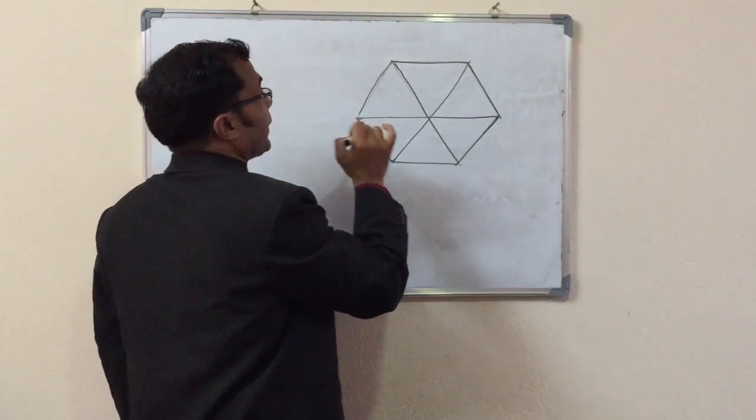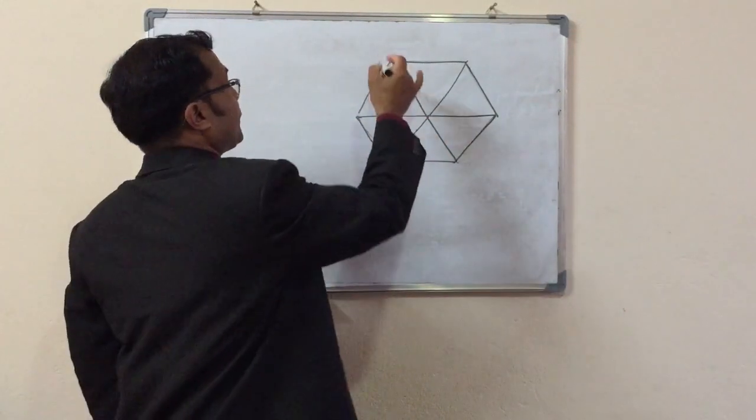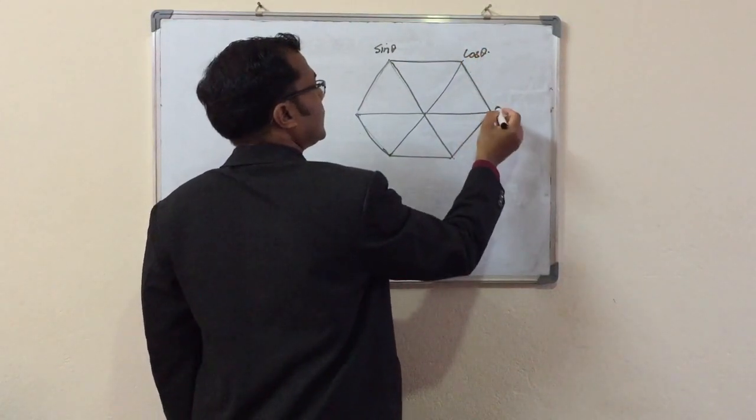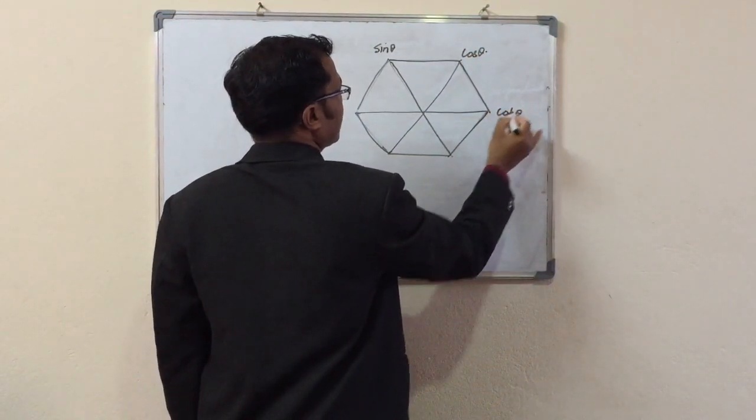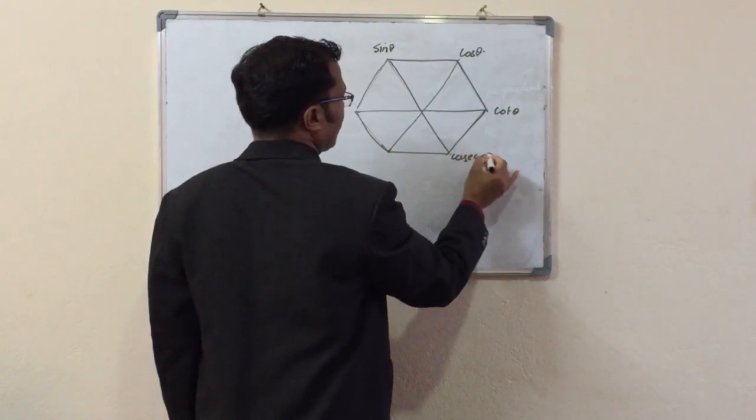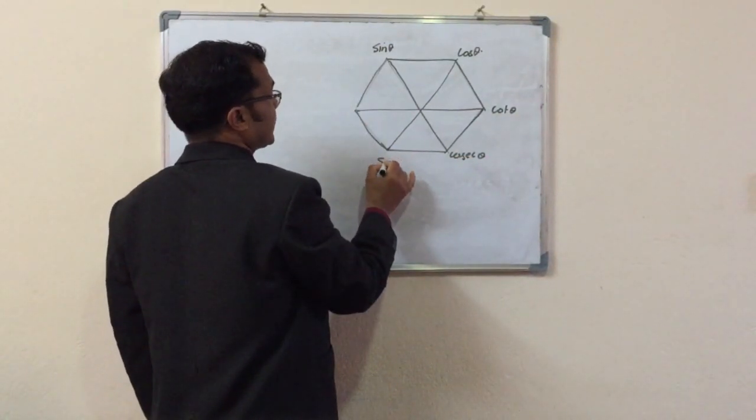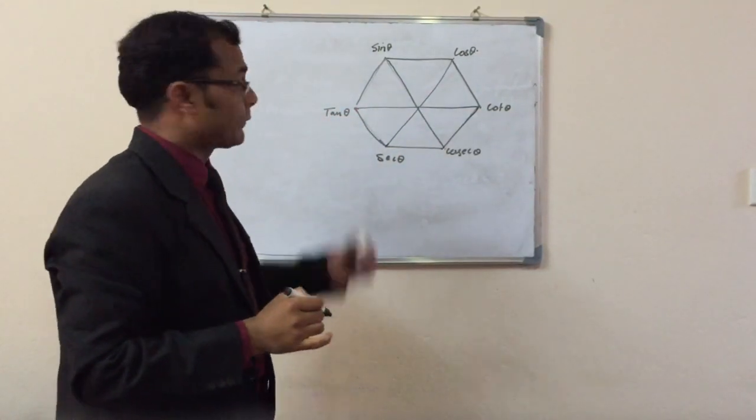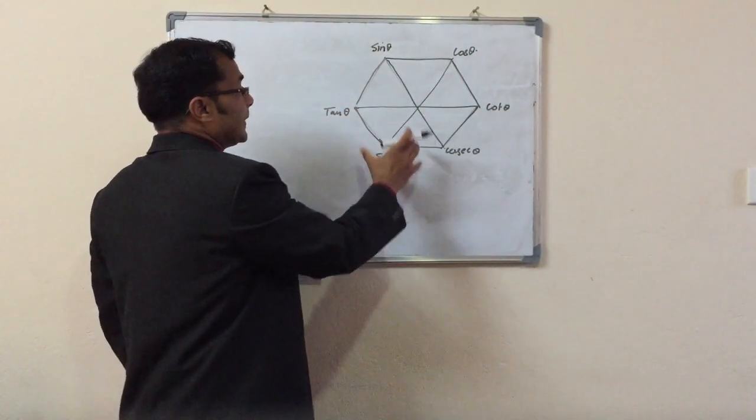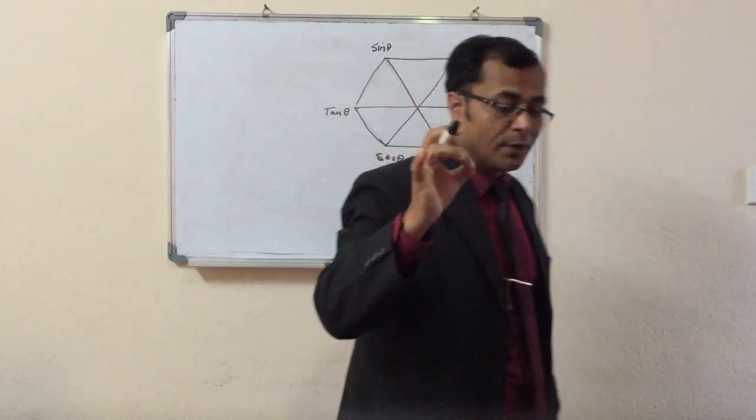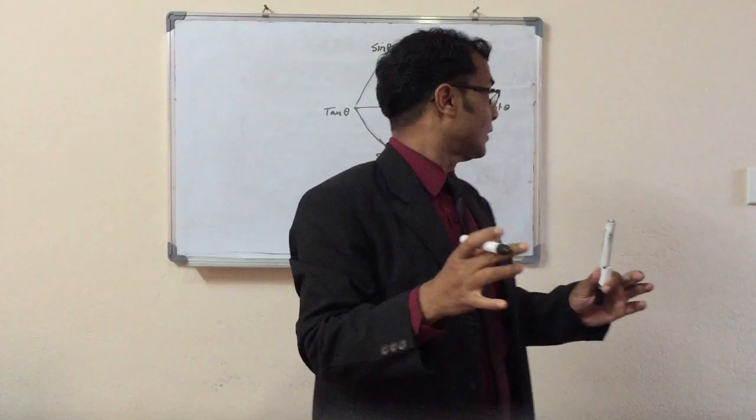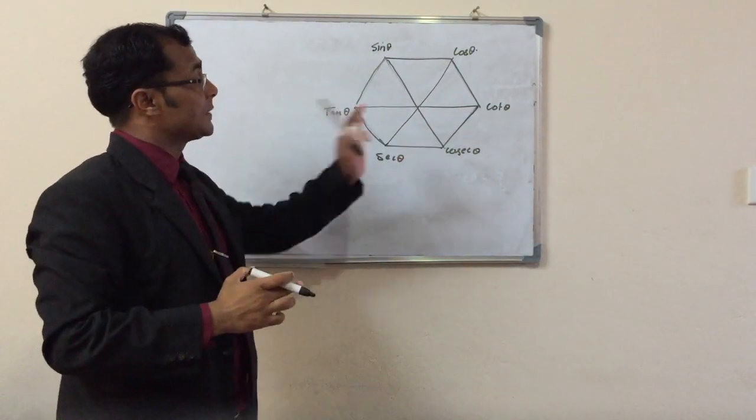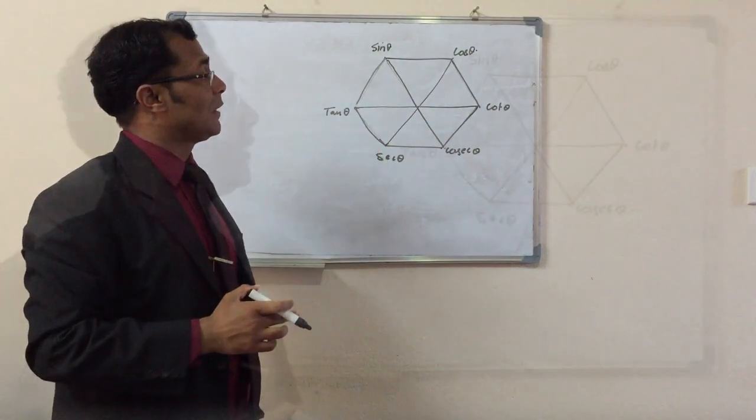Now put your sin theta, cos theta, cot theta, cosec theta, sec theta, tan theta at the corners. This hexagon is the base of the entire set of formulas. It gives you all the formulas just from this simple hexagon.